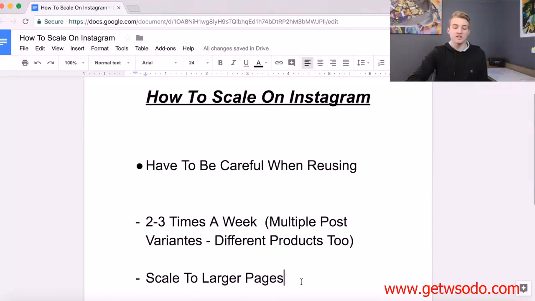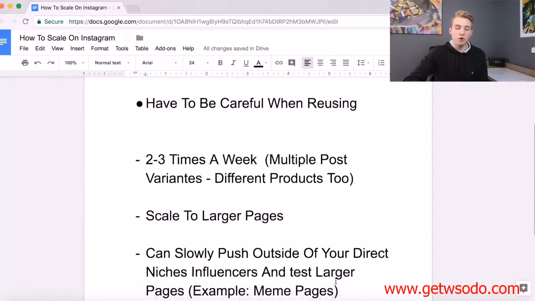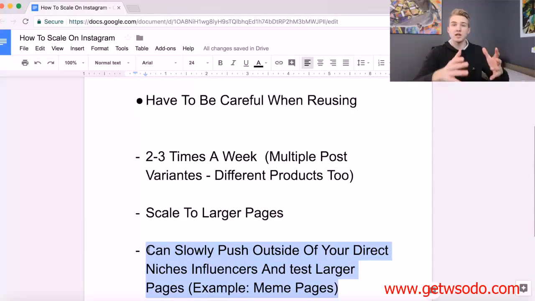Okay, so like we said, scale the larger pages. This right here is gonna be the biggest thing, because there's a few ways you can approach this. You're gonna slowly push outside of your niche, the direct niche that you're in. You're running influencers for it. It's very niche congruent, it's specific to your niche, but you can also start branching out from that a little bit into slightly more general pages that have a much larger audience to test it and see if it works. And oftentimes it will, just because of the amount of people that are in there.